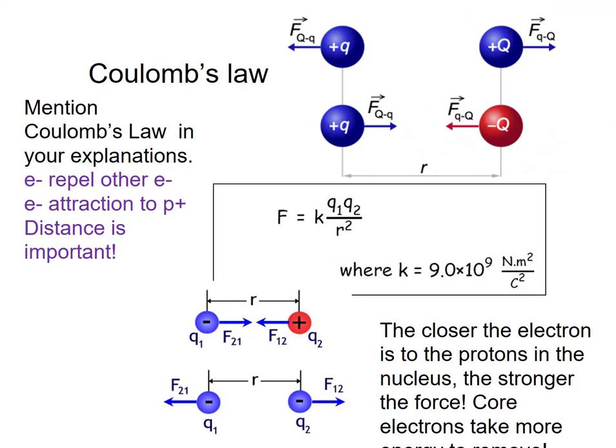So Coulomb's law: electrons repel other electrons, so that means like charges repel. And also the electrons are attracted to the protons, and distance is important. The closer the electrons are to the nucleus, the tighter the hold it will have. This is exactly what we saw in the PES diagrams with that 1s orbital, that the nucleus pulled the 1s orbital in the tightest. So that always took the most energy to remove.